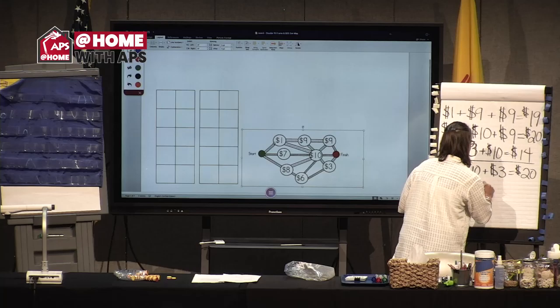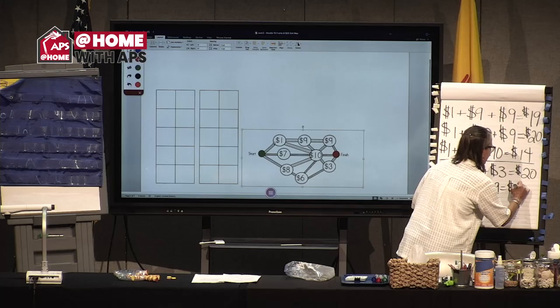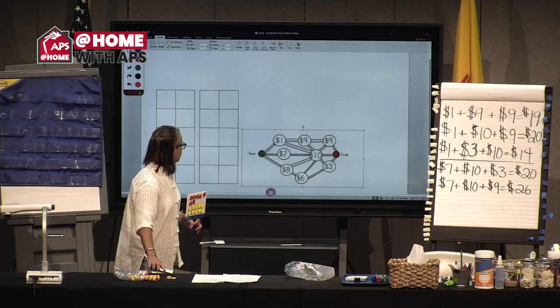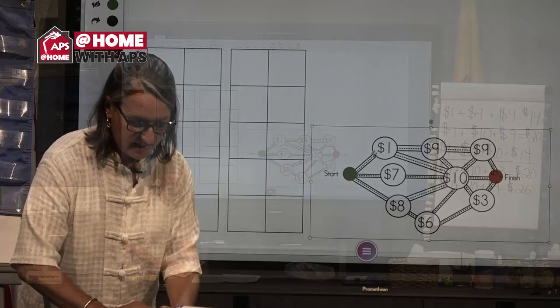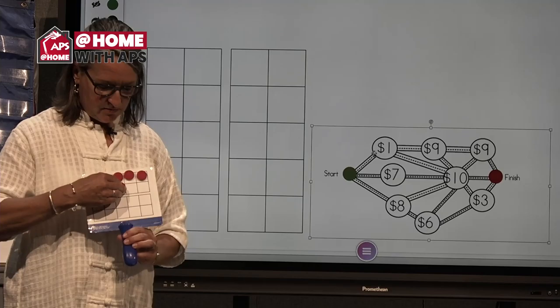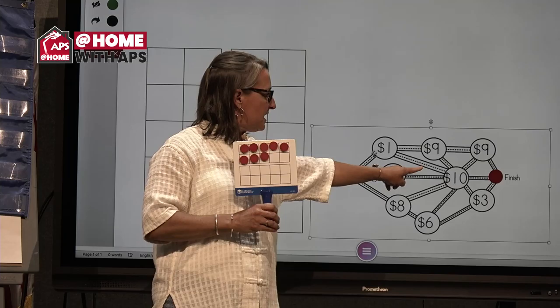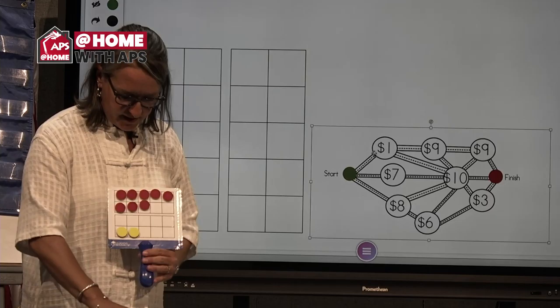And if we add 9 more, that gets us to 26. Oh no, we don't have enough money to take that route. So let's try a different one. Let's start with 8 this time. So we could start with 8. And we have an easy way to make 8. Here's our 7, right? And we can add just one more. So we're going to go 8 plus 10. So we're gonna fill that whole bottom frame again. And what's going to be our last addend or number?